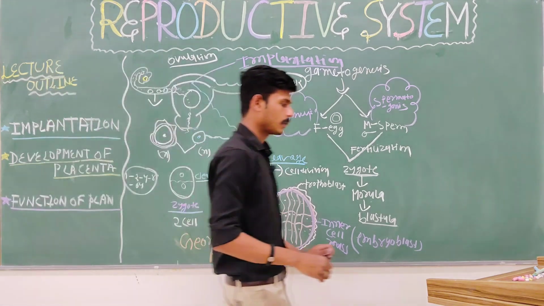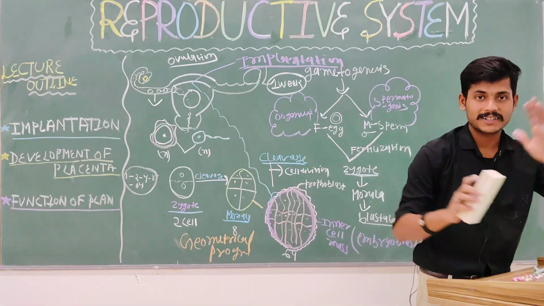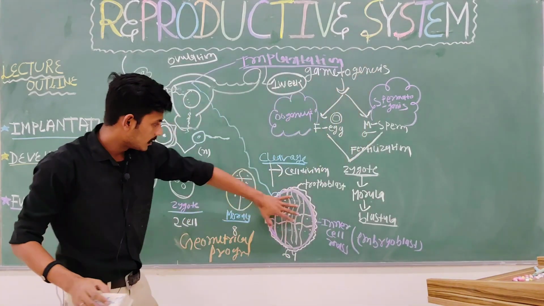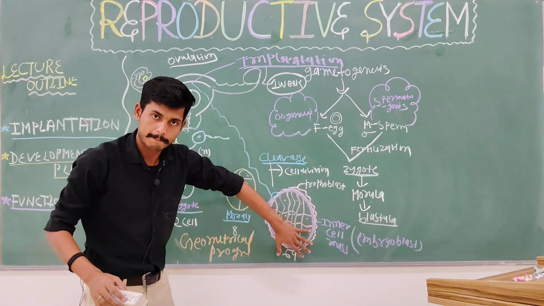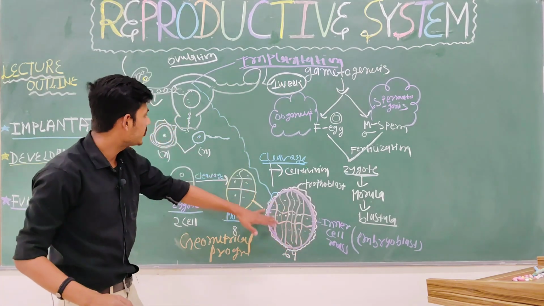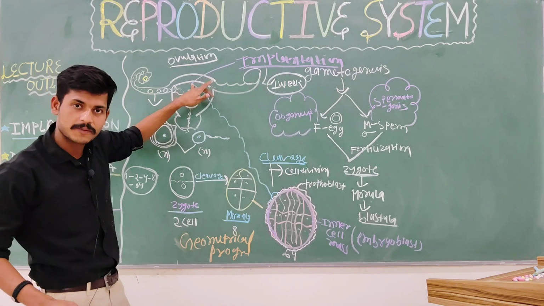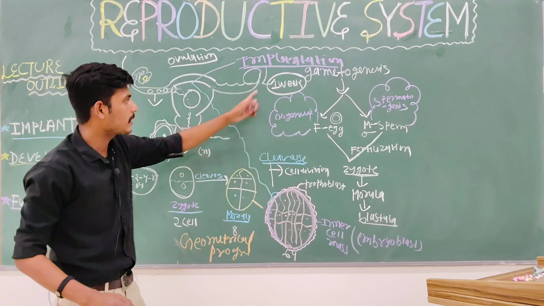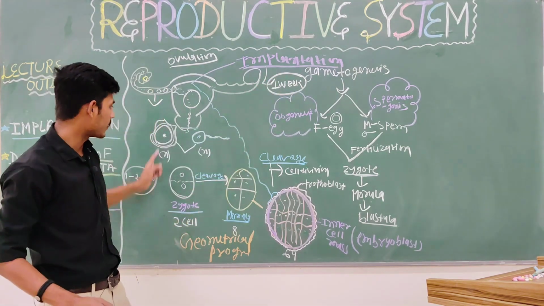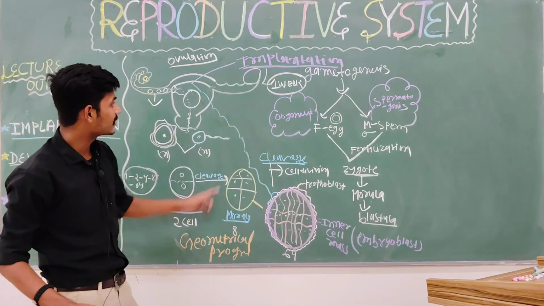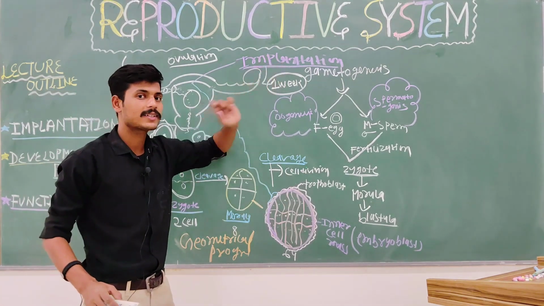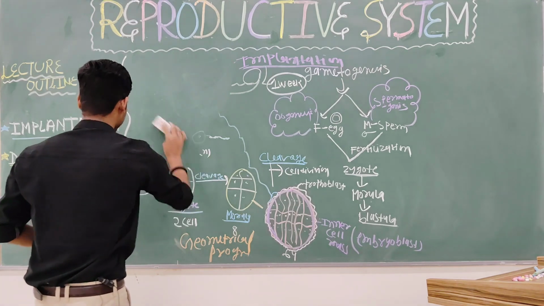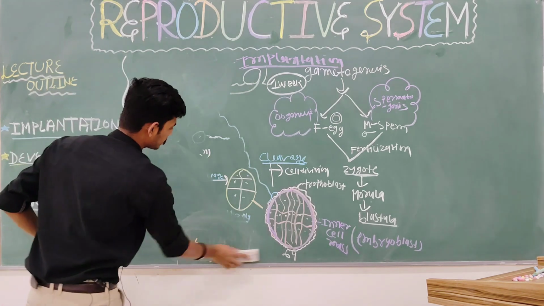This is referred to as a geometrical progression. Clear? Now we will see how this implantation is happening. Just keep in mind that this 64 cell stage will attach to the endometrium lining of the uterus. And the second thing you should remember is that this event happens after 1 week of fertilization. Now let's move ahead and discuss implantation in detail.